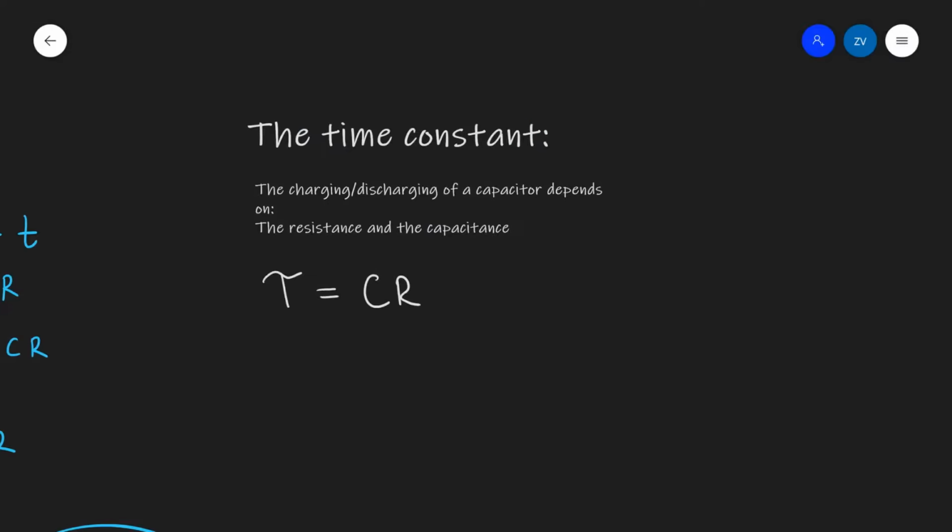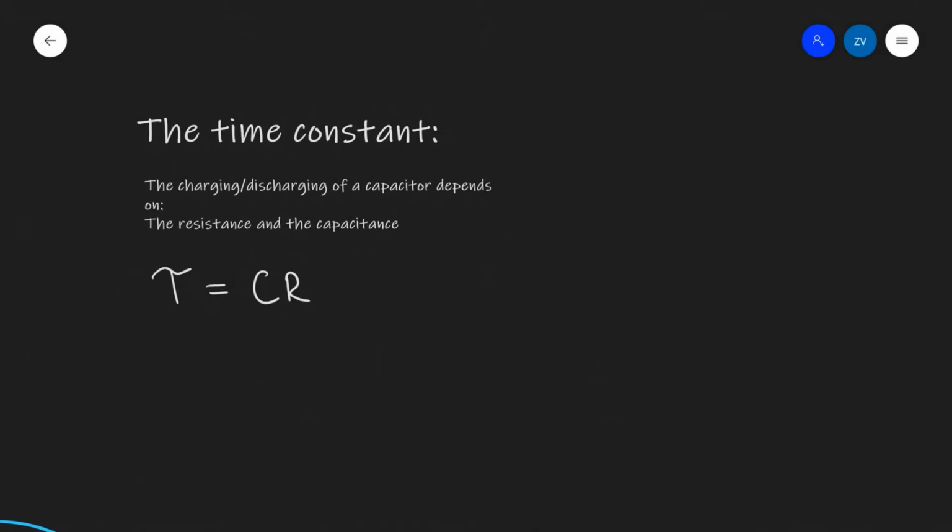Let's revise this property known as the time constant next. The charging and the discharging of a capacitor depends only on the resistance and the capacitance. So we define this quantity, which is normally given the Greek letter tau, as capacitance times resistance. This is actually a time. Let's show that it has the units of time. So I'm just going to multiply the two quantities.